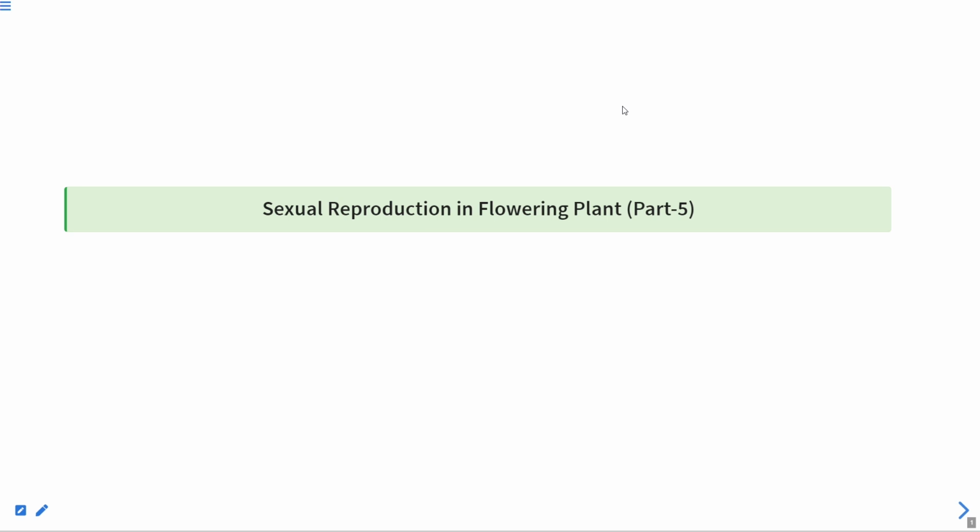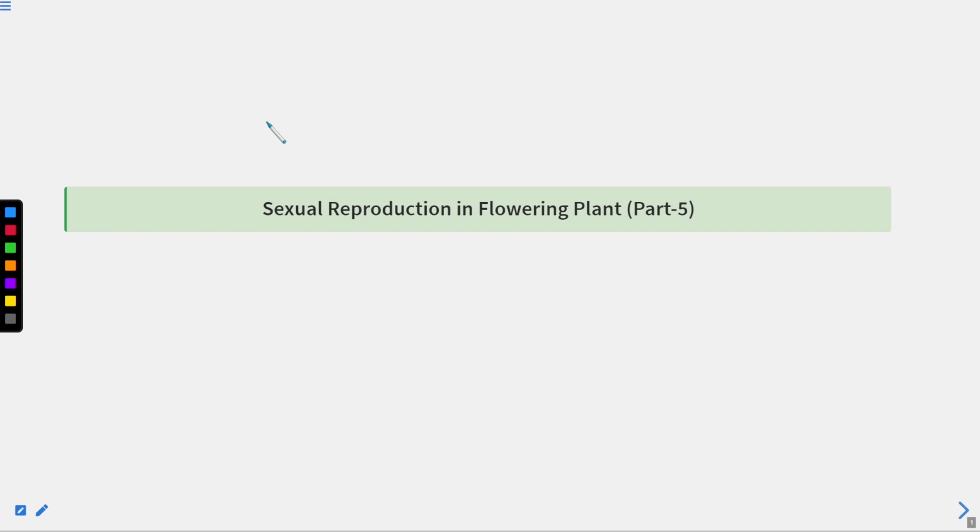Today we'll be discussing the topic sexual reproduction in the flowering plants. This is the continuation of the previous lecture. In the previous lecture we were studying about pollination. I've told you what is pollination. Pollination is the transfer of the pollens from the anther to the stigma. This is known as pollination.